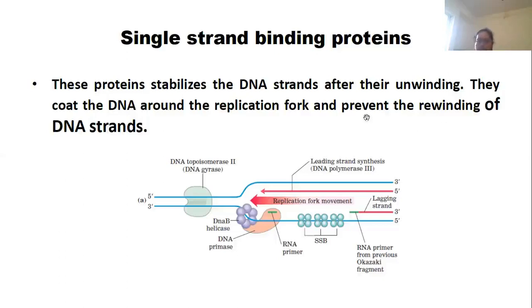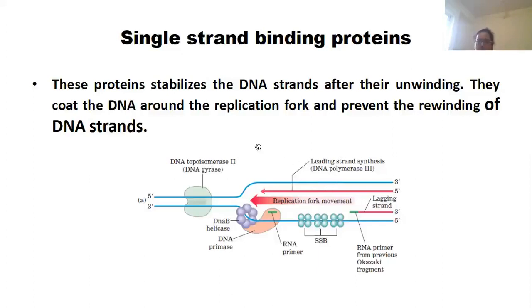Now, the next thing is what other enzymes are required for DNA replication. In that list, the second enzyme is single-stranded DNA binding proteins. Once the DNA strands are separated, then in order to stabilize the DNA, or in other words to prevent the rewinding of the DNA strands, there are some proteins called SSP or single-stranded binding proteins. They bind to each of the separated DNA strands in order to prevent their rewinding.